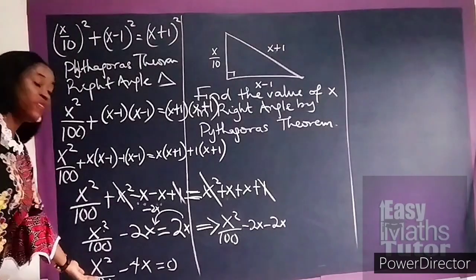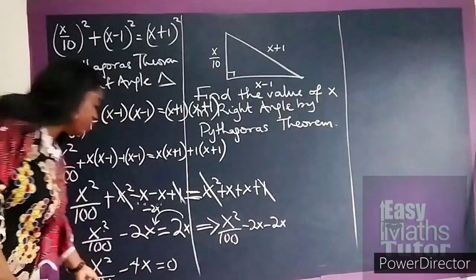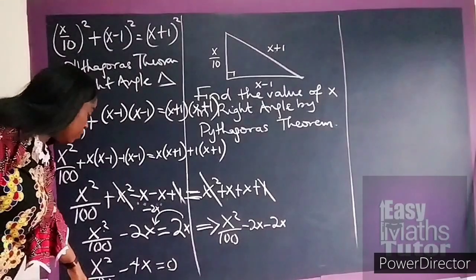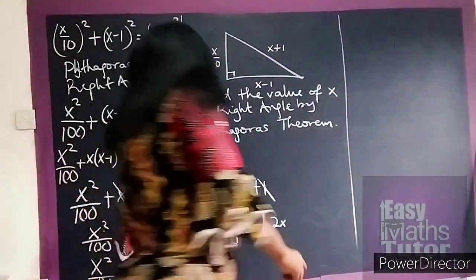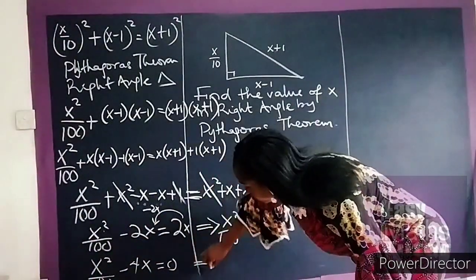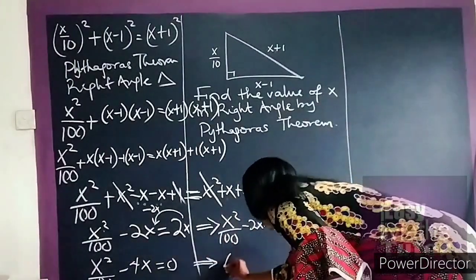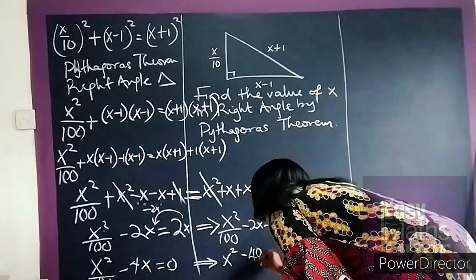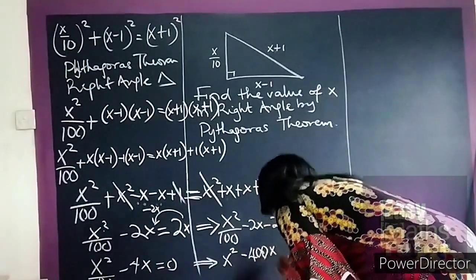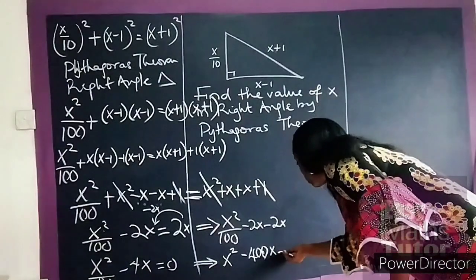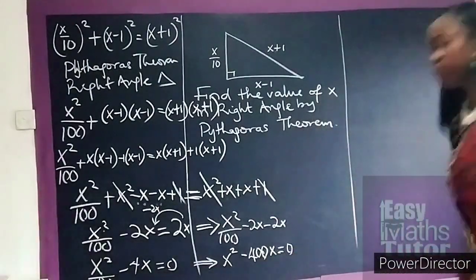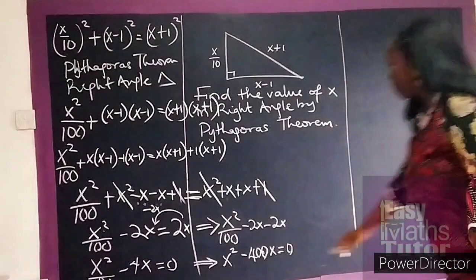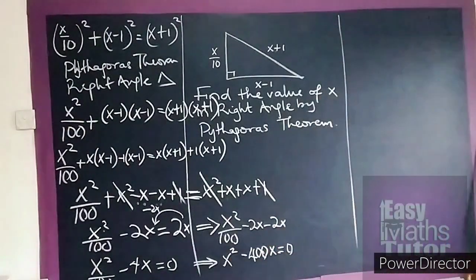So now to normalize this equation, we're going to multiply through by 100. We don't want 100 being on that, so we're going to multiply through by 100. So if we do that, we will have x squared minus 400x equal to 0. Right? So that's what we're having here.